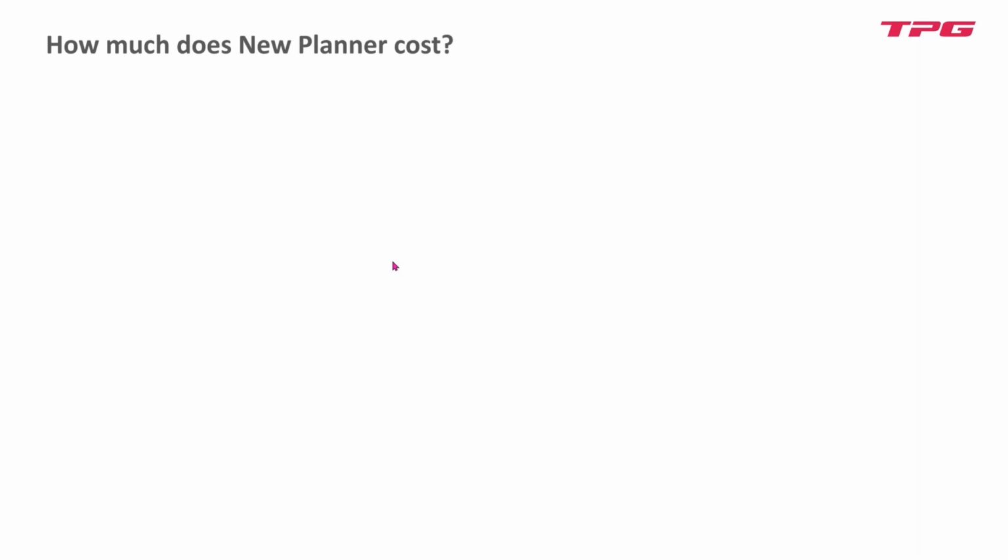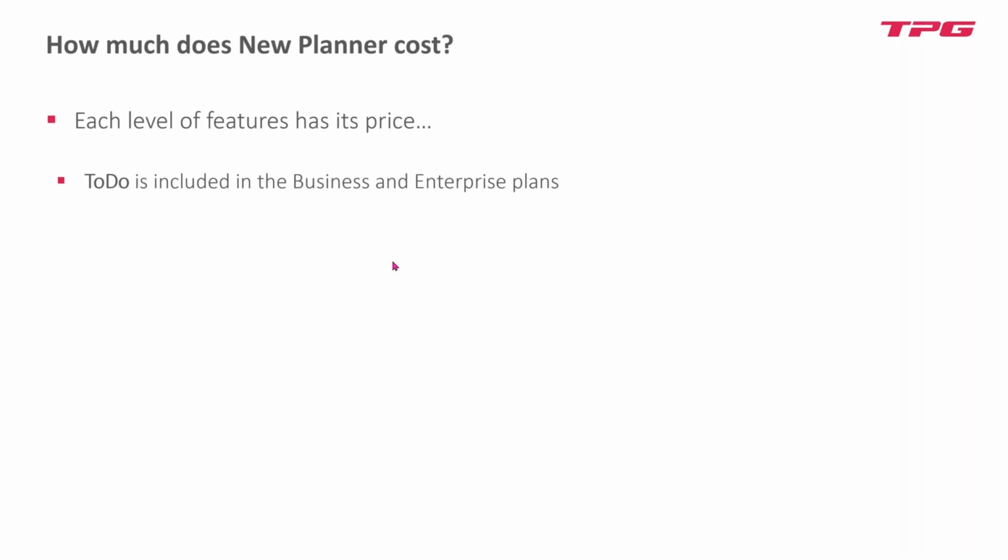Yeah, depends on what you look at in the New Planner. As you just pointed out, it really has two different flavors, which means two different licenses as well. And if you just start from top down, Planner is, as many of you know, part of the Office plans that Microsoft offers, and we can just walk through. So every level of the feature has its price, of course. ToDo is included in Business and Enterprise plans, so many of you just get it kind of for free because you have it anyway.